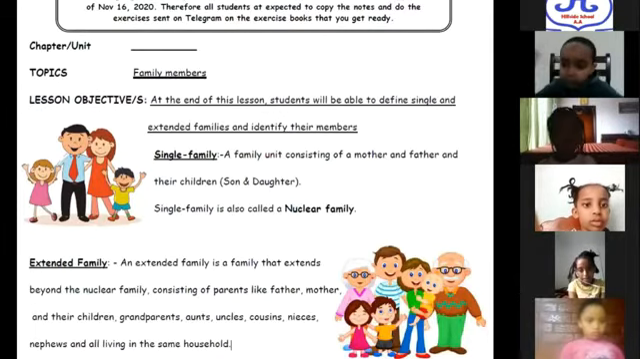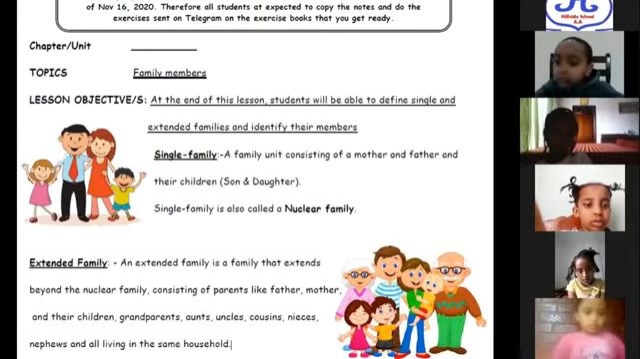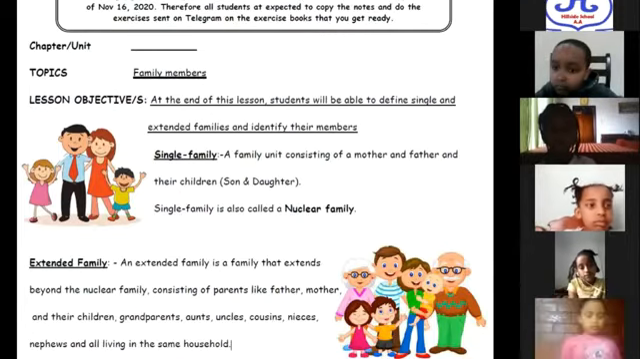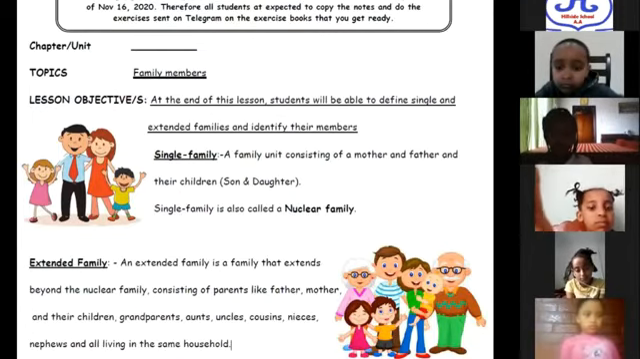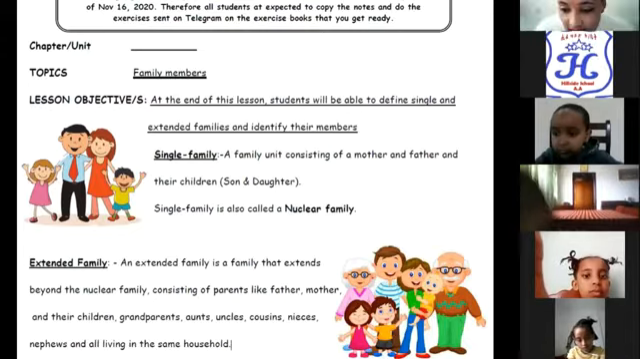And extended family members are grandfather, grandmother, which we call grandparents, uncle, aunt, and cousin. Don't forget this, and read more about single family members and extended family members. Extended family members we call complex family or joint family. Have you got my idea?